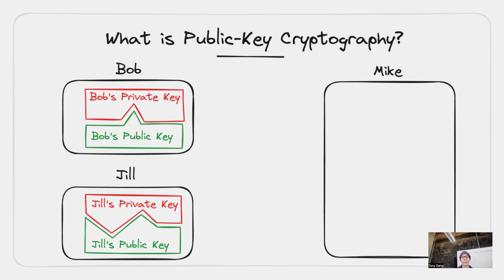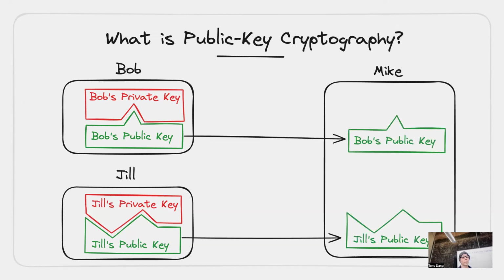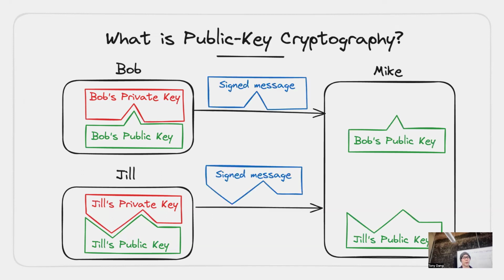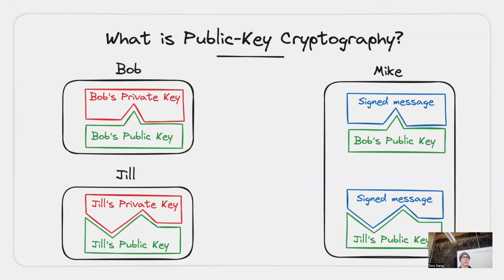So the way this will work now is we're going to have both Bob and Jill share their public keys with Mike. And then once Mike has these public keys, in the future, if Bob or Jill wants to send messages to Mike, they will send the message, but they'll also sign their message using the signature of their private key. So now, when Mike gets the message, as long as the message matches with a public key, he will know which message came from which person. Okay?